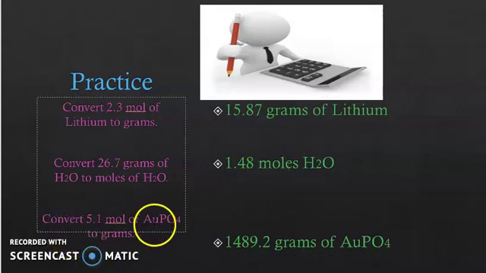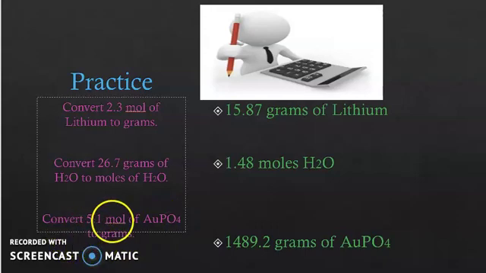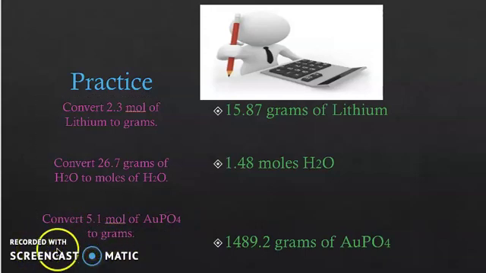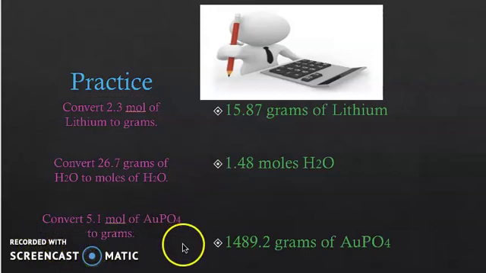Converting 5.1 moles of AuPO4, so gold phosphate, in this case it'd be gold 3 phosphate, to grams. I have 5.1 moles, so I start with 5.1 moles. I add up what gold plus phosphate plus 4 oxygens would equal for my molar mass, and remember that's in grams per mole, so that's my conversion. So I have 5.1 moles, so I need to put my 1 mole on the bottom to cancel out my moles, and then I'll put my grams per mole, my grams of AuPO4 on the top. So that is how you do your conversions. Set these up and see if you can figure them out yourselves.